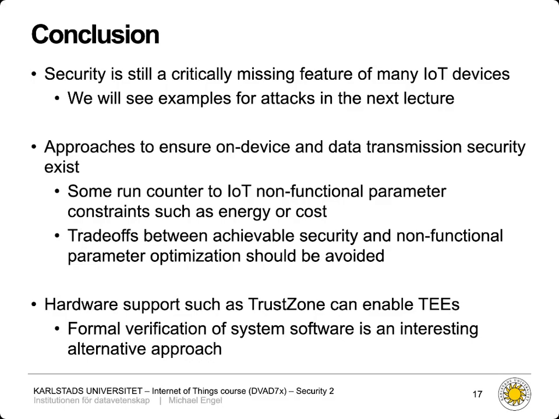Considering €1 for an external crypto chip might be a significant part of the cost of a device. And we want to avoid any trade-offs between the achievable security and non-functional parameter optimization. So we can try to approach the problem in several ways, from optimizing software to using special instructions to using special chips to adding security on the software side, for example, by using formal verification or TrustZone support. So this is all important. This in itself is, again, a very complex topic, so we can only give some links and hints, but I hope you found it interesting.